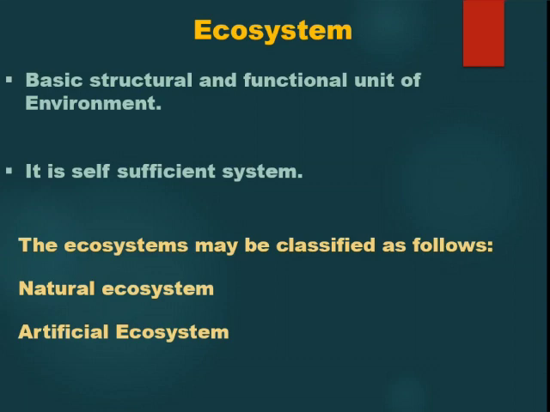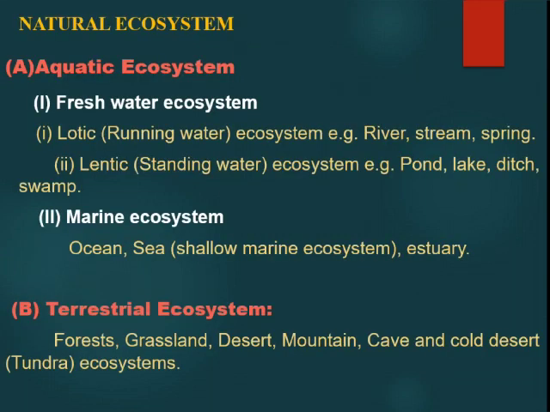We can also classify the ecosystem into two types, like natural ecosystem and artificial ecosystem. Natural ecosystem are those ecosystems which are controlled by nature itself, like aquatic ecosystem and terrestrial ecosystem. In aquatic ecosystem, we can also classify them into two types, like freshwater ecosystem and marine ecosystem. Freshwater ecosystem, we can also categorize it into two forms, like lotic and lentic.